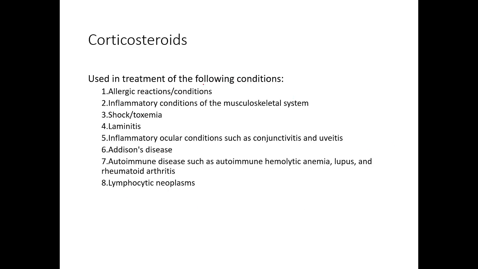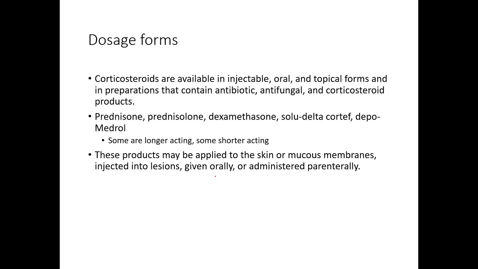They're useful in treatment of the following conditions: allergic reactions and conditions, inflammatory conditions of the musculoskeletal system, shock, toxemia, laminitis, inflammatory ocular conditions such as conjunctivitis, uveitis, Addison's disease, autoimmune disease such as autoimmune hemolytic anemia, lupus, and rheumatoid arthritis, and lymphocytic neoplasms. This is a lot of conditions. Now we have to remember that corticosteroids, glucocorticoids, are useful all around the body, and that's why it's helpful. But it doesn't just have one effect when you give it. It's going to affect everything in the body, which is why we see lots of side effects.